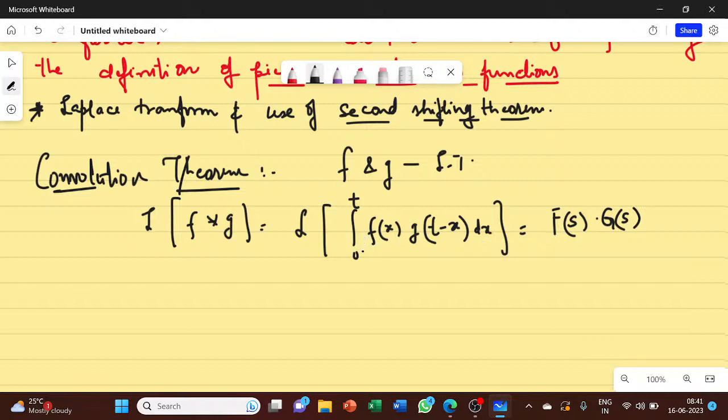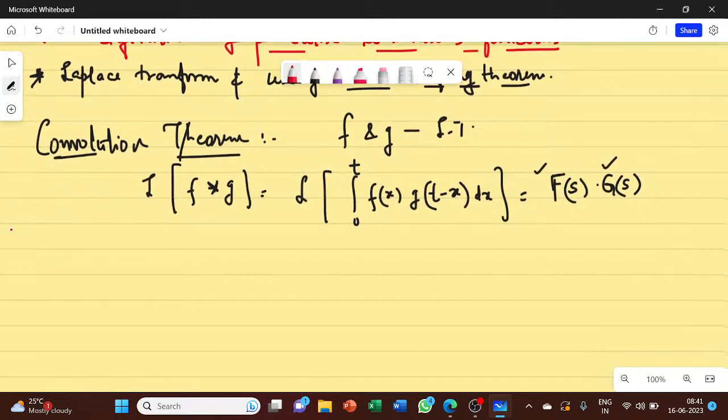This is how I define the convolution theorem. So what does it say? It says that this particular integration, which is known as the convolution of f and g, is nothing but the product of the individual Laplace transforms of f and g. So this is an important theorem which is called the convolution theorem, and let us revise it using one question.